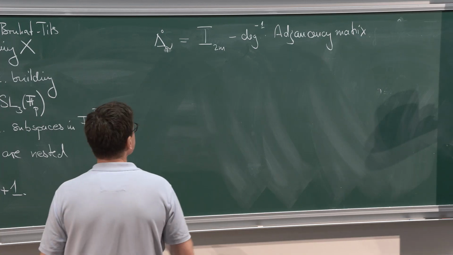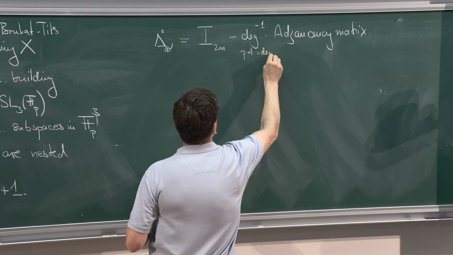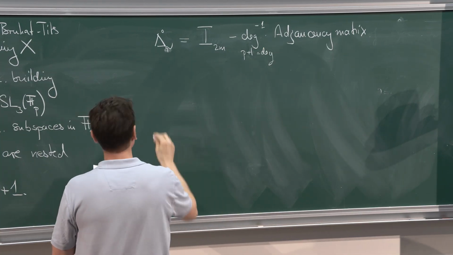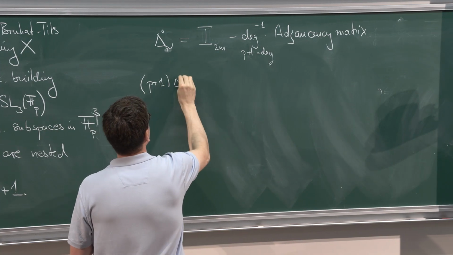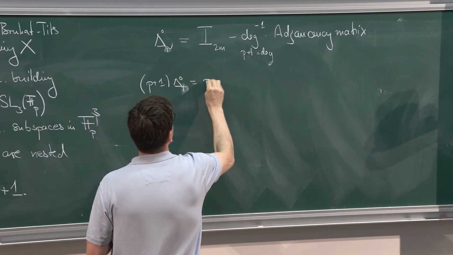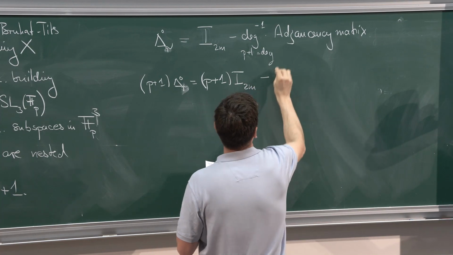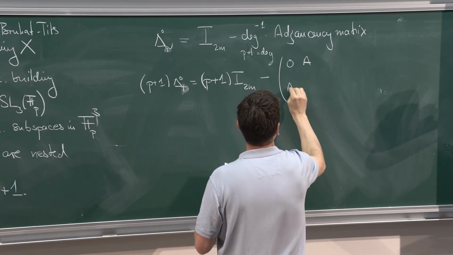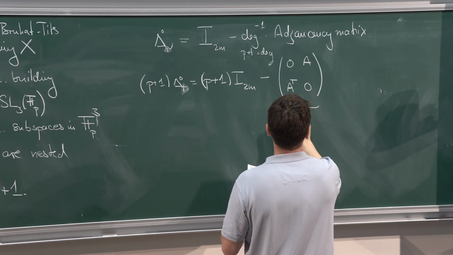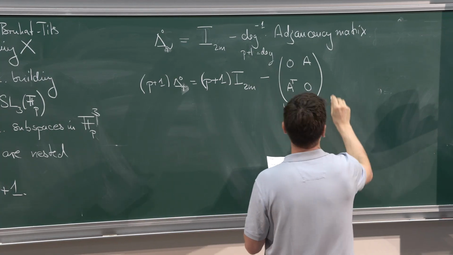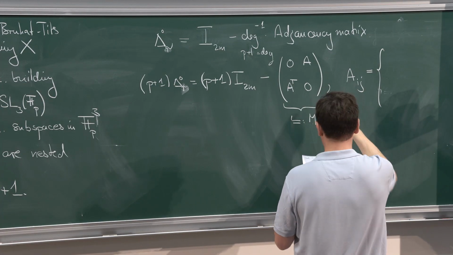Okay, so this would be p plus 1 in this case, the degree. So let me write it down. So we have... now I have to concentrate. So let's call this matrix M. And what is it? This is the adjacency matrix.